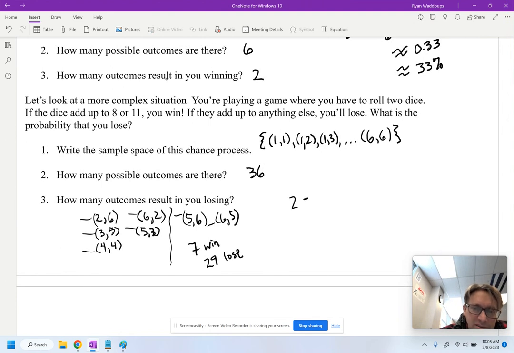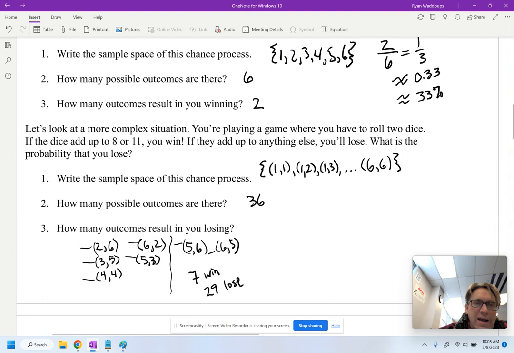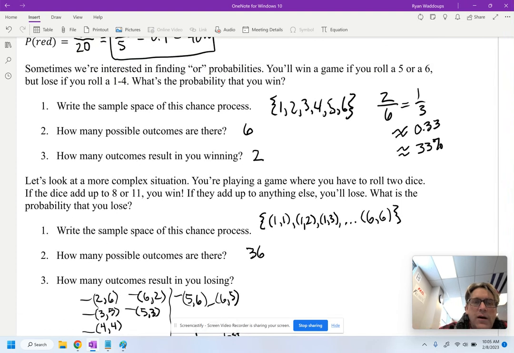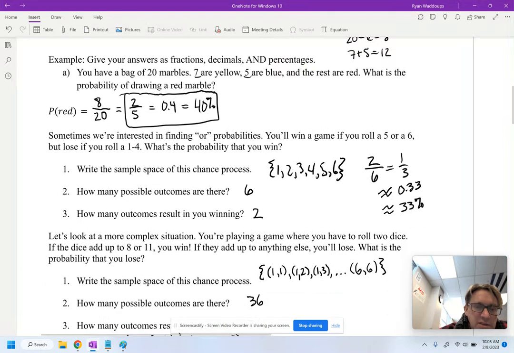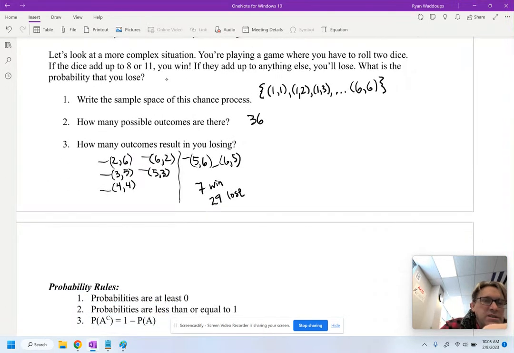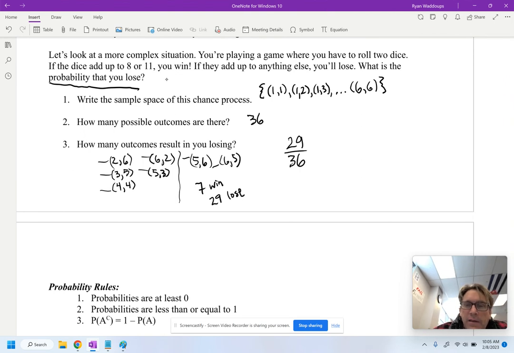Now, this is kind of tricky because it says favorable outcomes. Obviously, it's more favorable for me to win, but favorable in this instance is talking about the ways that, since the question being asked is what is the probability that you lose, the favorable number of outcomes is how many ways you can lose. So that would be 29 out of 36. And then you can convert that to a decimal and a percentage.